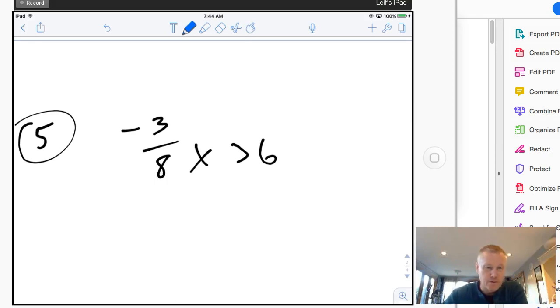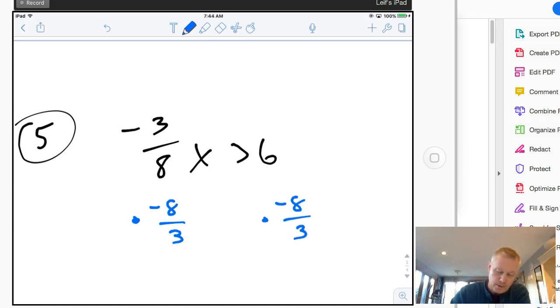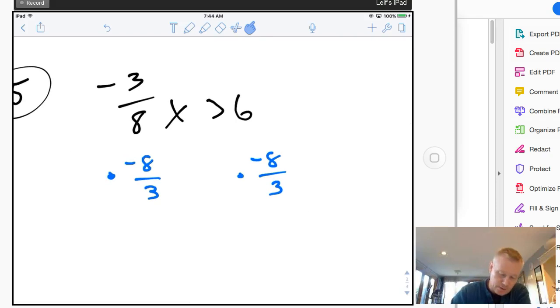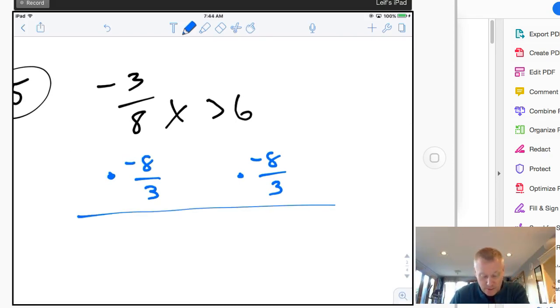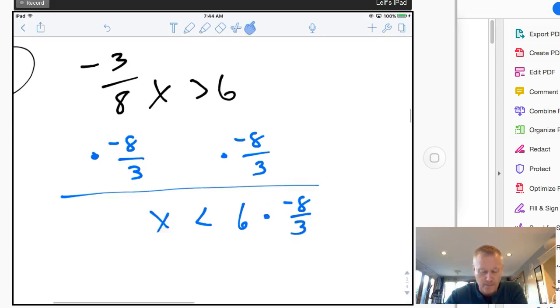Next one. So this one, rather than dividing by 3/8, I'm going to just multiply by the reciprocal. Okay, I'm going to keep it negative, and I'm just going to flip the fraction upside down. We'll do it a little quicker this way. Okay, so there's what I'm doing. Now, since this is a positive and I'm multiplying by a negative, that sign needs to get flipped the other direction. So now I have 6 times negative 8 over 3, okay?